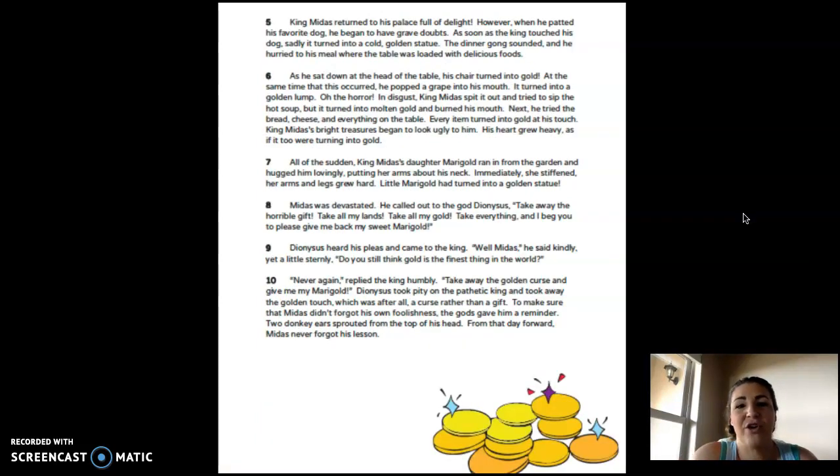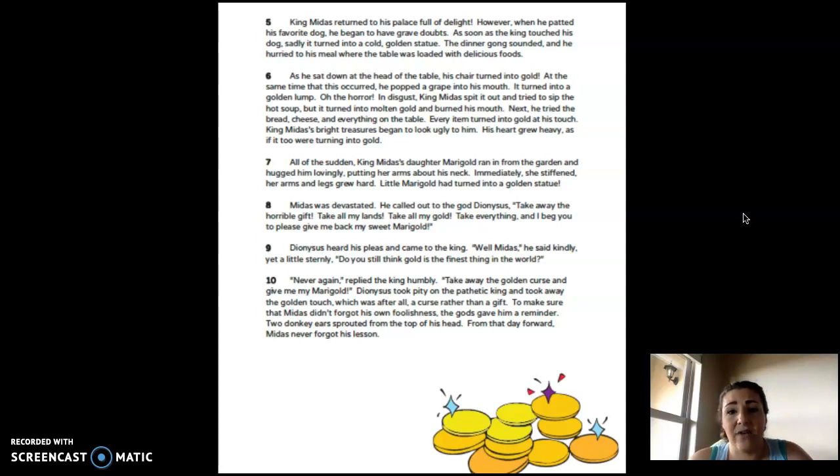King Midas returned to his palace full of delight. So he was ecstatic. He was happy. However, when he patted his favorite dog, he began to have grave doubts. Doubts meaning he's not so sure anymore. As soon as the king touched his dog, sadly, it turned into a cold, golden statue.